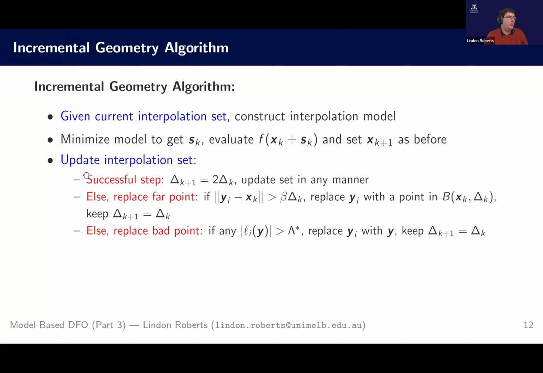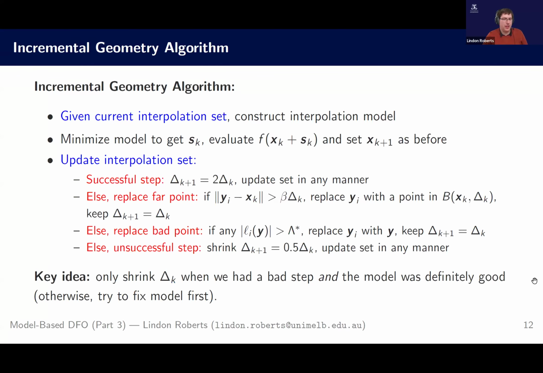If all of these fail, so we had an unsuccessful step, all of our points are close, and all of our Lagrange polynomials aren't too big, well, then we're guaranteed that we had a fully linear model. If both of these checks fail, we definitely had a good model, and we still had a bad step, which must mean that the trust region radius is too big. So in that case, we've got an unsuccessful step. We need to shrink our radius. And again, when we change our trust region radius, we're pretty much free to update our interpolation set however we like. So this is what the algorithm looks like.